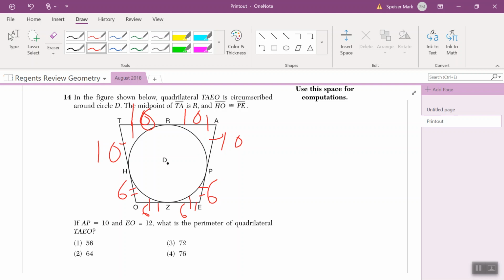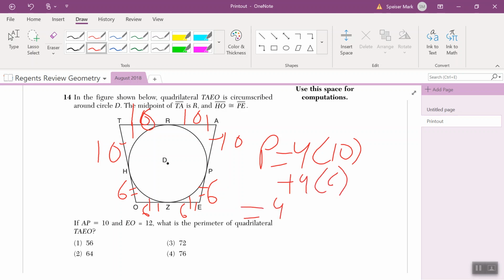Remember, tangents are congruent. That's the whole point of this question. Find the perimeter, so you add 10 plus 10 plus 10 plus 10 plus 6 plus 6 plus 6 plus 6. So the perimeter will equal 4 times 10 plus 4 times 6, or 40 plus 24, which is a total of 64 units.